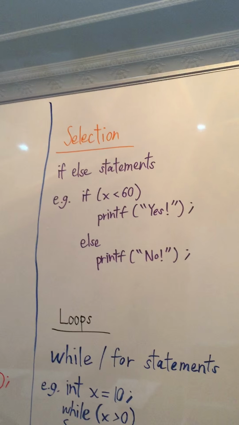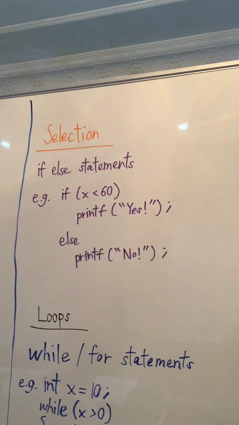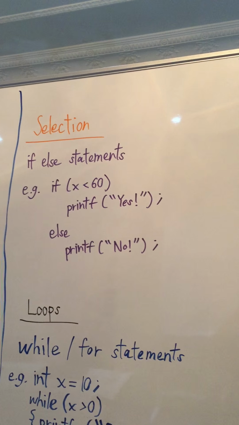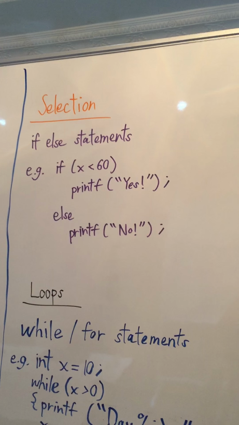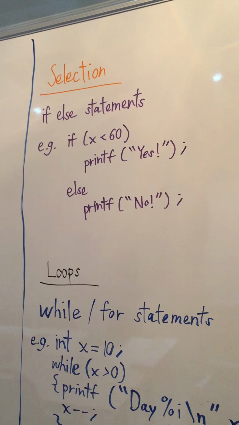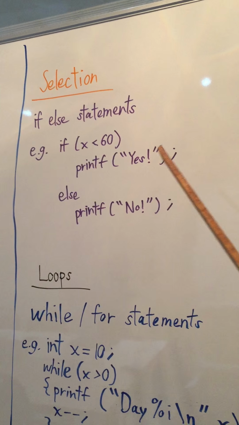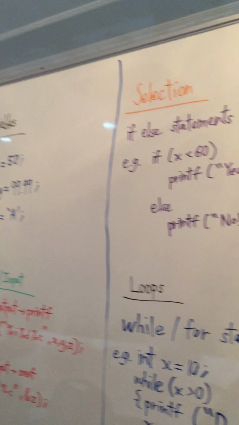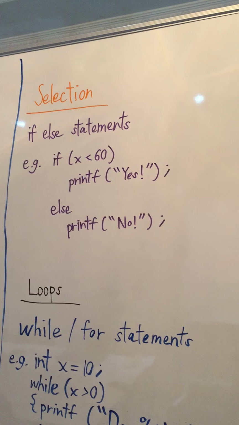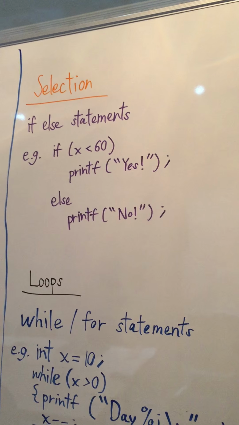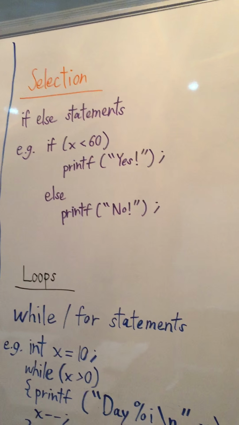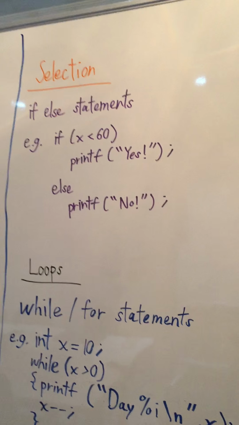Selection is basically a structure that contains one set of steps that is performed if a condition is true and another set of steps that is performed if the condition is false. For example, it uses if-else statements to work. So for example, if x is less than 60, and as seen previously our variable x is equal to 50, that means the statement is true, so you'll print yes. But if the statement is false, as x is more than 60, it will print no.